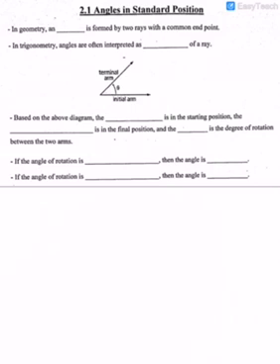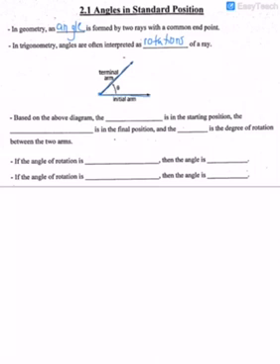So in geometry, an angle is formed by two rays with a common end point. So what that means is here we'd have a ray and here we'd have another ray and they meet at a common end point, forming an angle. Now in trig, angles are often interpreted as rotations of a ray. So now we're talking about the actual degrees associated with each angle.